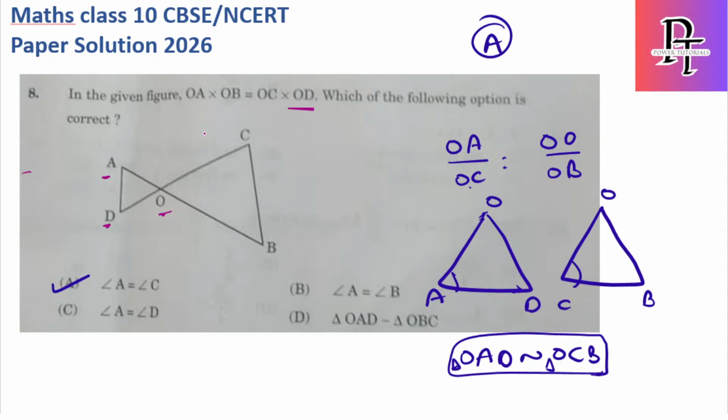OA by OC is equal to OD by OB. OA by OC means these 2 sides should be on the same track. So that's why I have written OA, and here I have written OC. So that's why these 2 triangles are similar. Similar triangles means angles are same. So angle A is equal to angle C. Okay, if they are asked for this part as well, OAD, OBC. OAD is not OBC, it should be OCB. If it is OCB, then this answer will be correct. Okay, now let's move to the next one.